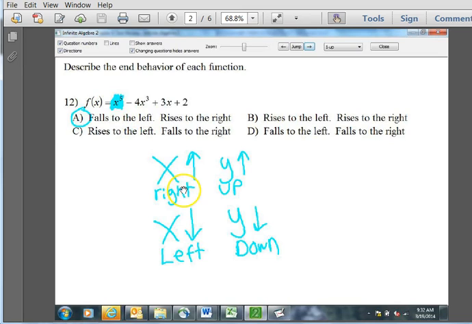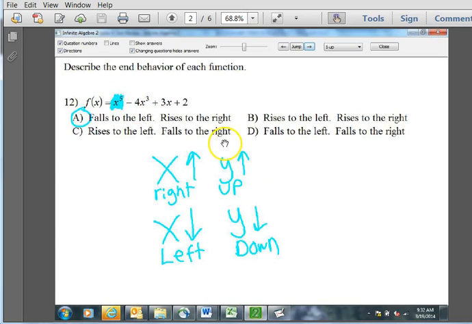So I put large positive numbers, 100, 1,000, a million, 2 million, a trillion, and take them to the fifth power. A positive number to the fifth power is going to yield me a positive. So the more I go to the right, the more positive my number gets, or it goes up. So it's going to rise as it goes to the right.